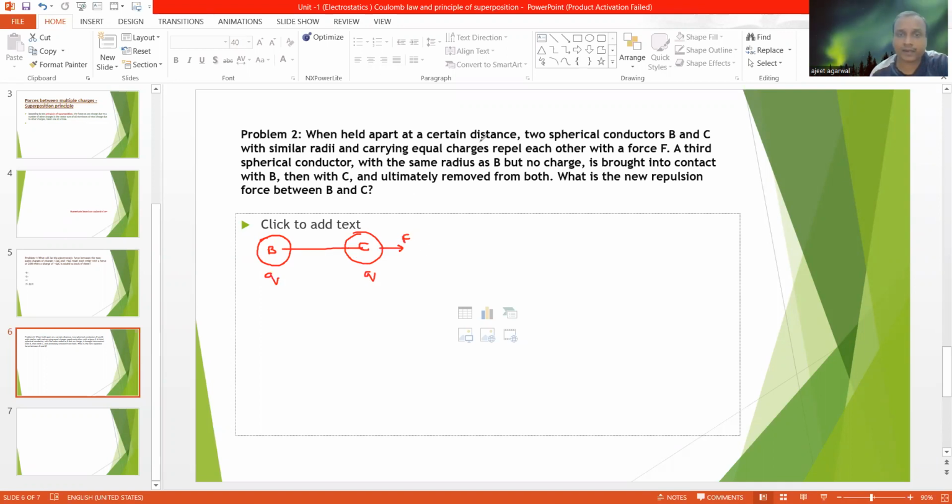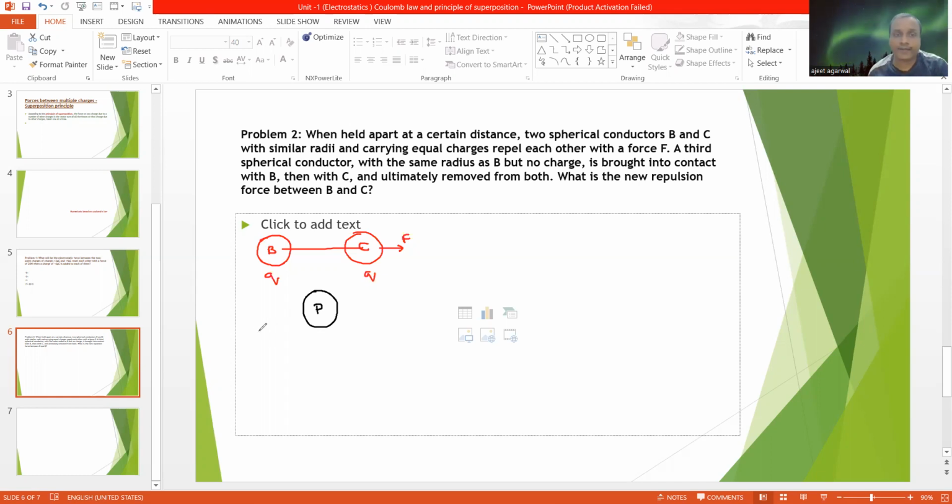Third spherical conductor of the same radius as B, but with no charge, means you are provided another third spherical conductor. Say that third spherical conductor is P.